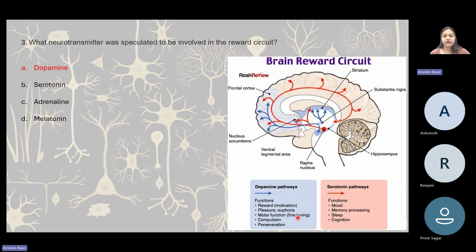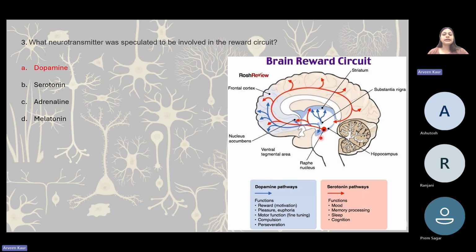Motor function also we already knew that it is involved in, because the loss of dopaminergic neurons, or dopamine producing neurons, is what actually causes diseases like Parkinson's, wherein your neuromotor coordination is lost. So that also we have studied before. Also, it is responsible for compulsion and perseverance, because if you're motivated for something, you will persevere to achieve that. So, this is the reward circuit.